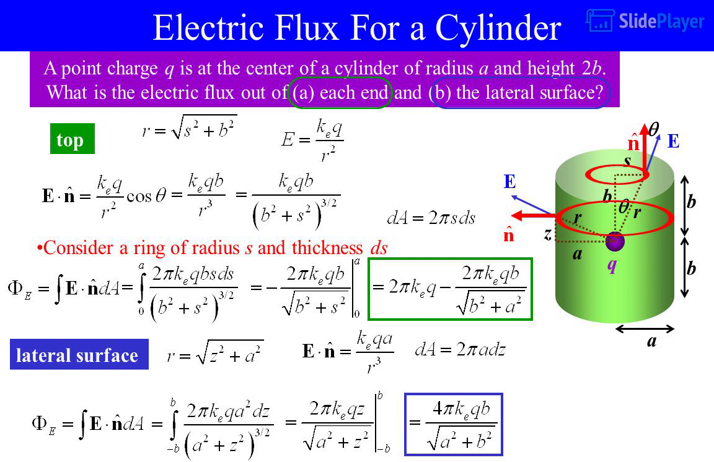Electric flux for a cylinder. A point charge Q is at the center of a cylinder of radius a and height 2b. What is the electric flux out of A, each end, and B, the lateral surface? Top. Consider a ring of radius s and thickness ds. Lateral surface.